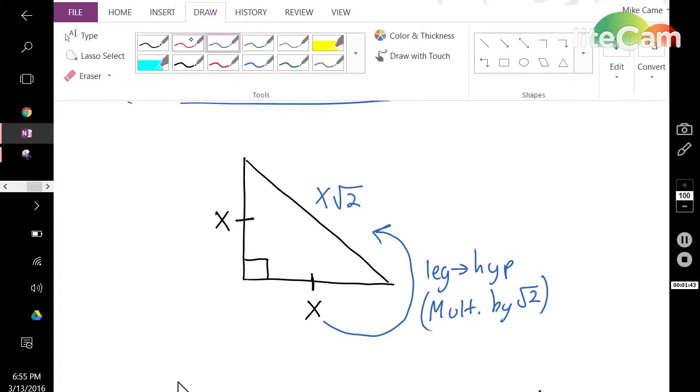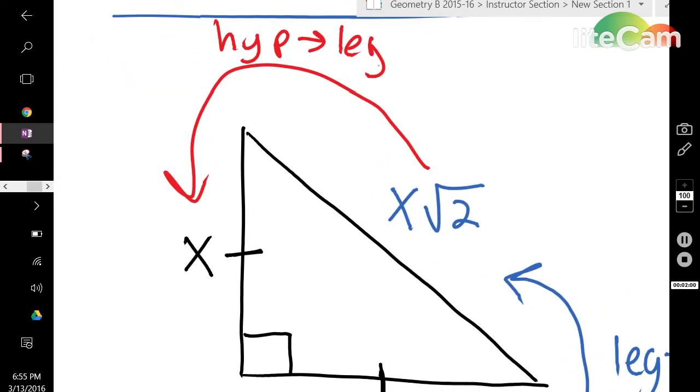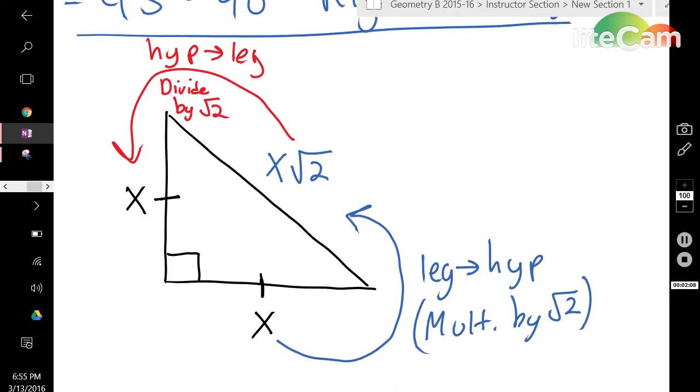Conversely, if I go backwards from hypotenuse to leg, so working backwards from multiplying by square root 2, we're just going to do the inverse of multiplication and divide by square root 2. So to go from hypotenuse to leg, we're going to divide by square root 2. And we do division because division is the inverse of multiplication.